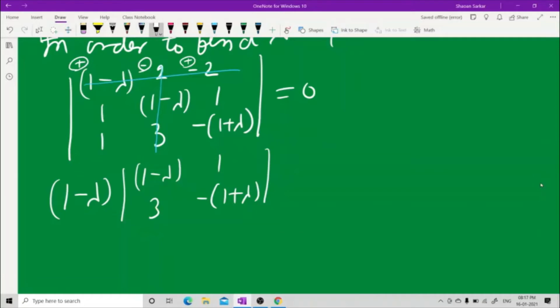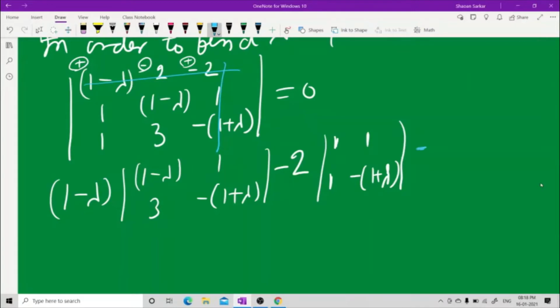So you put minus 2, then you have 1, 1, 1, minus 1 plus lambda. Wait, I took unnecessarily too much area. 1, 1, 1, 1, minus 1 plus lambda. This will come. Now the last row, last column needs to be hidden. This column is hidden. Plus into minus is minus 2. Now you have 1, 1 minus lambda, then you have 1 and 3.